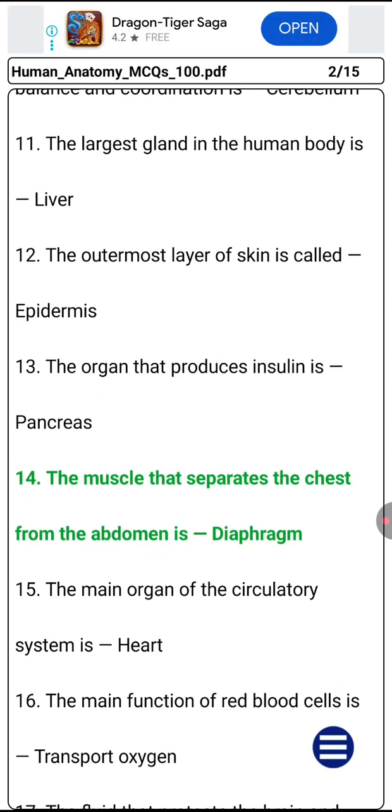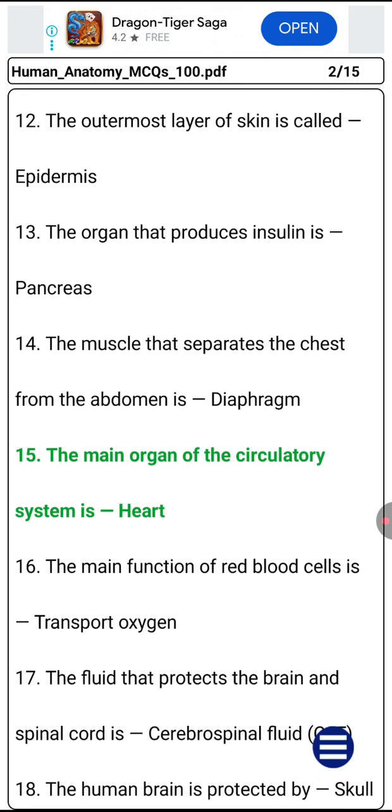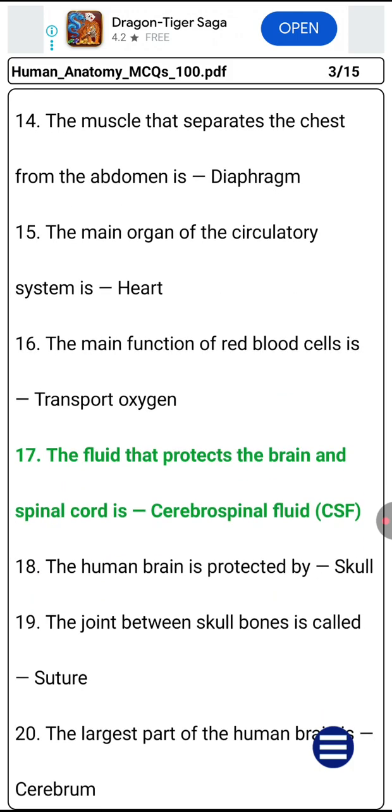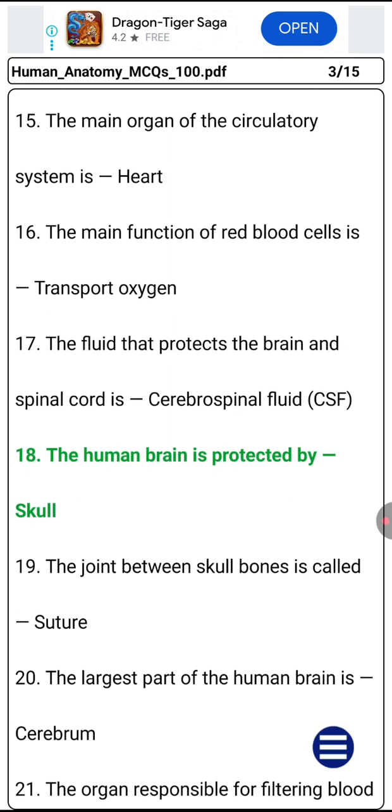14. The muscle that separates the chest from the abdomen is diaphragm. 15. The main organ of the circulatory system is heart. 16. The main function of red blood cells is transport oxygen. 17. The fluid that protects the brain and spinal cord is cerebrospinal fluid, CSF. 18. The human brain is protected by skull.